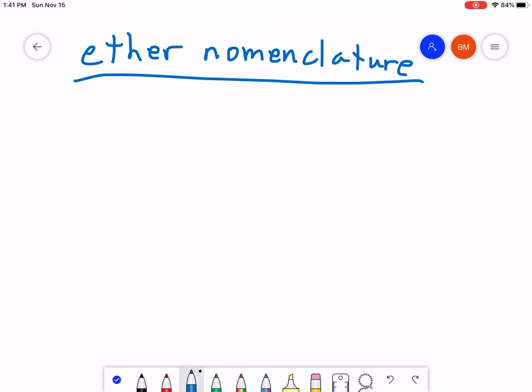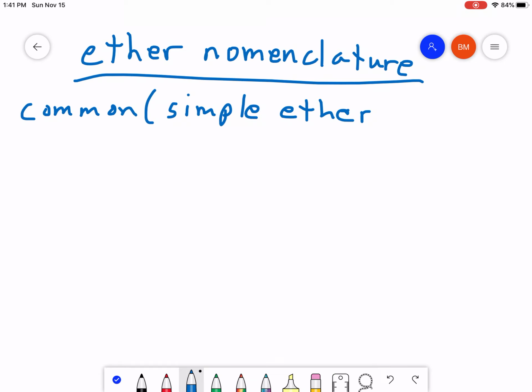Now again, just like with alcohols, this only works well for simple ethers. It just so happens, though, that most of the ethers used frequently in chemical applications happen to be pretty simple ones. So you'll see them tagged with their common names quite a bit, probably more often than IUPAC. All right, here are the steps in the common name system for ethers.